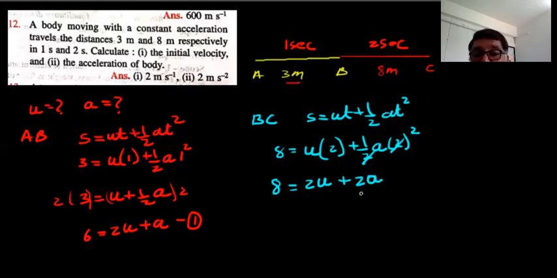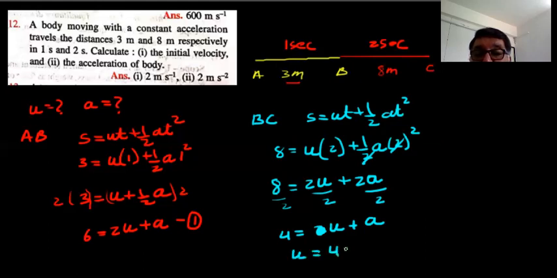Now we can divide the whole equation, both the sides by 2. So 8 divided by 2, 2u divided by 2, and 2a divided by 2. We get 4 equals u plus a. Now in this equation, we can find out what is our acceleration. So let's see, u equals 4 minus a. I'm taking the a on the other side, so I get the value of u.